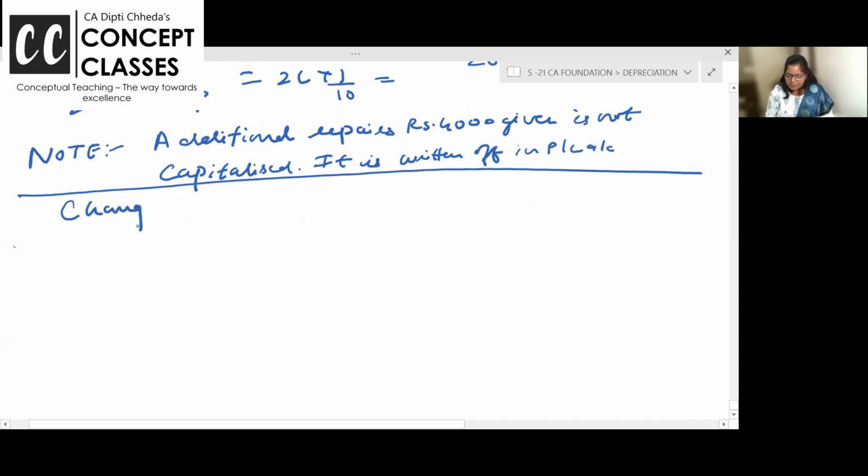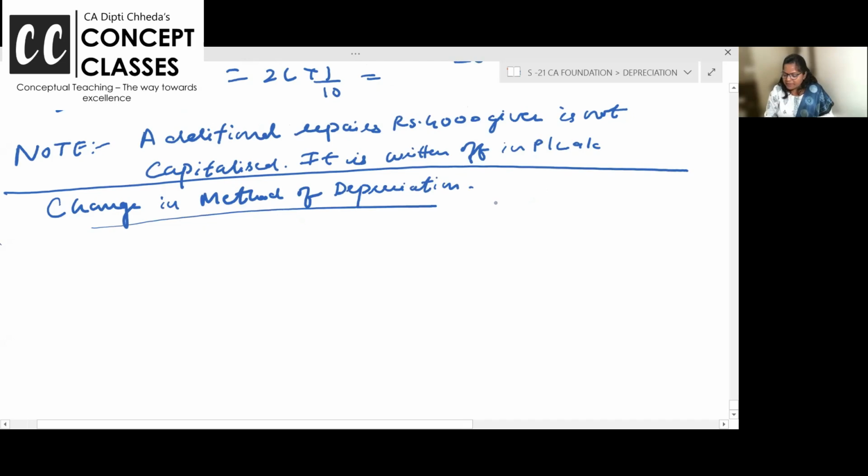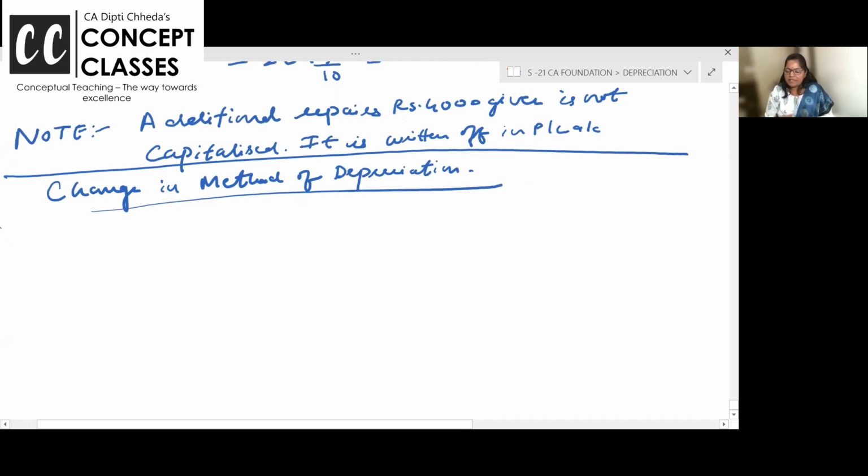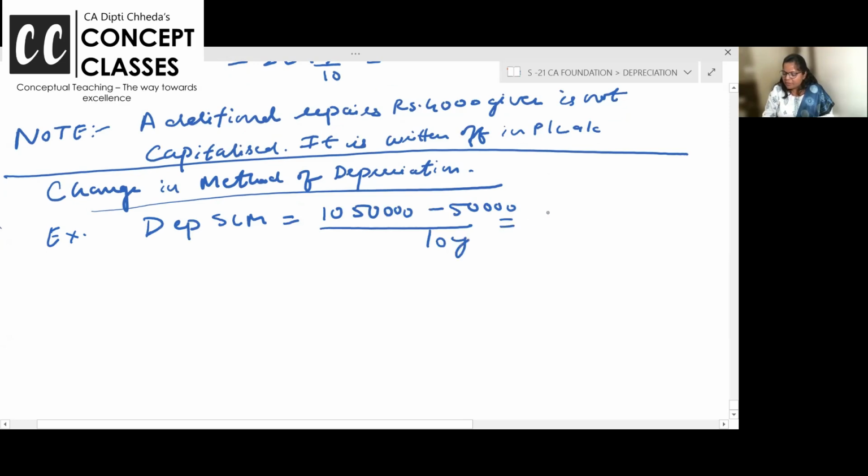Write the heading, everyone: Change in method of depreciation. You are changing the method of depreciation. Now what to do? I want to take up that example again in the notebook. Depreciation by SLM: original cost 10 lakh 50, scrap value 50,000, divide by number of years. So 1 lakh per year. Depreciation in SLM is 1 lakh per year.